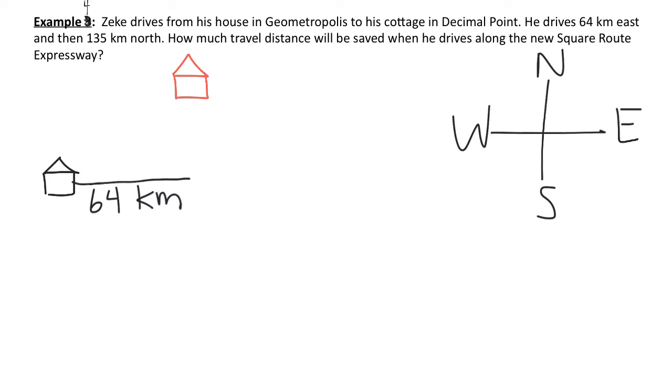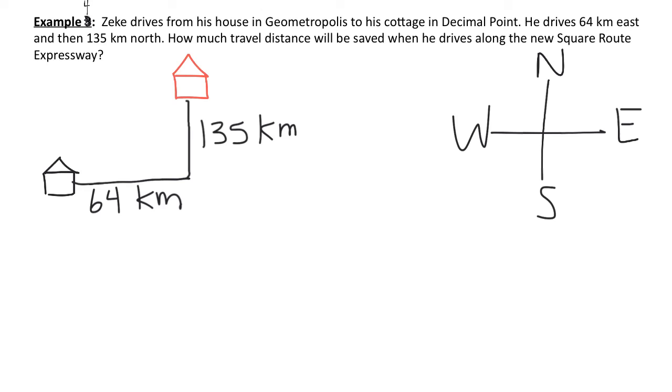Then from here, he drives 135 kilometers north. So again, if we go back to our compass, a direction that is in the northwards direction typically represents an upwards direction or an upwards motion. So on my diagram, I'm then going to draw in a line going up. And that's going to take us to Zeke's cottage. Now, obviously, this diagram is not drawn to scale because this distance would have to be 135 kilometers. You can make your diagram much bigger than mine. I'm just roughly drawing it out for you, so you know that this is not drawn to scale, obviously.